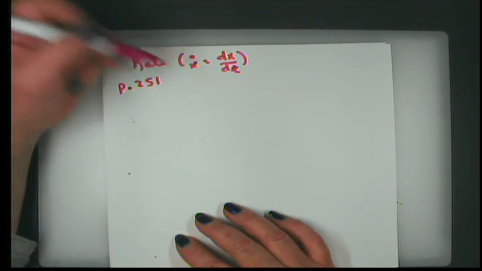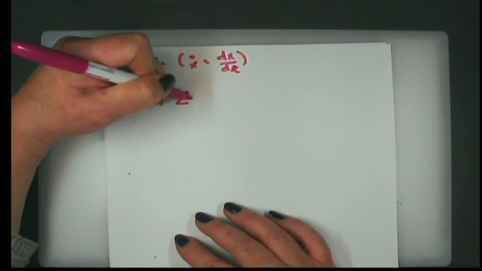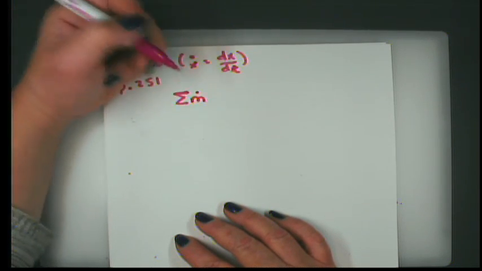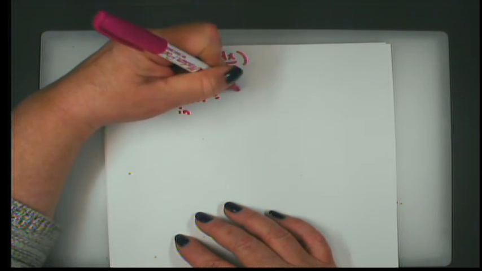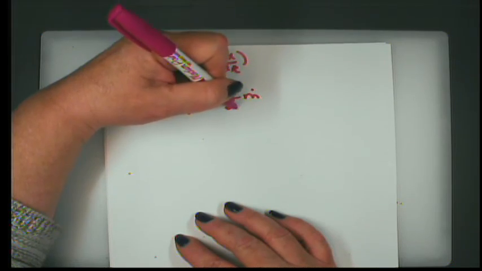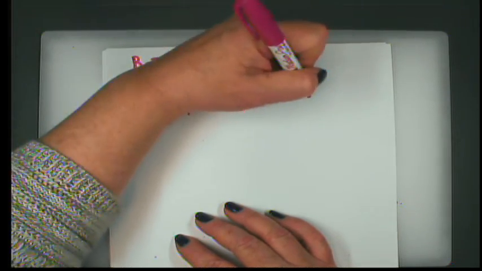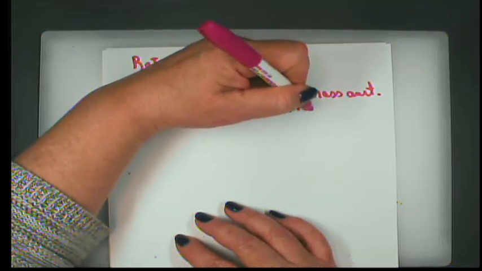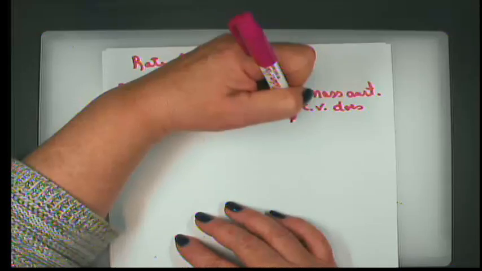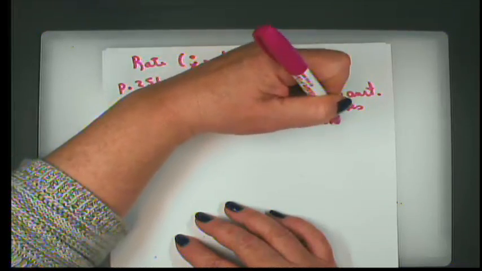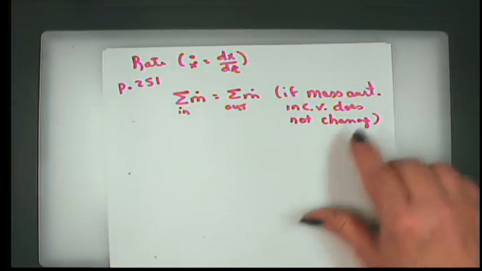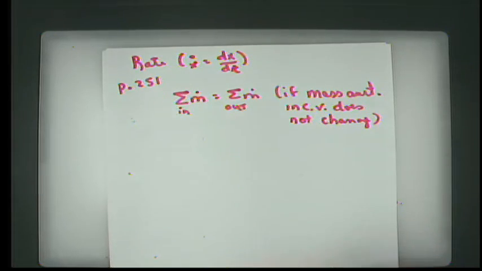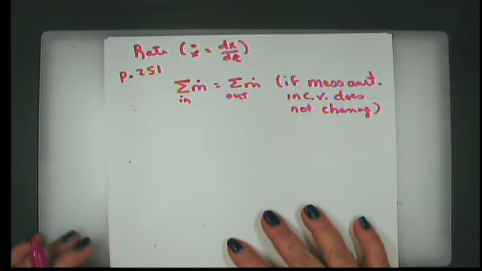It writes that the summation of the mass flow rates in is equal to the summation of the mass flow rates out. Now this is if the mass amount in the control volume does not change. So if you have a turbine or a nozzle or a diffuser, where the mass is just passing through any kind of pipe, for example, the mass flow rate in and the mass flow rate out are equal to each other, because the amount of mass in the vessel remains the same.